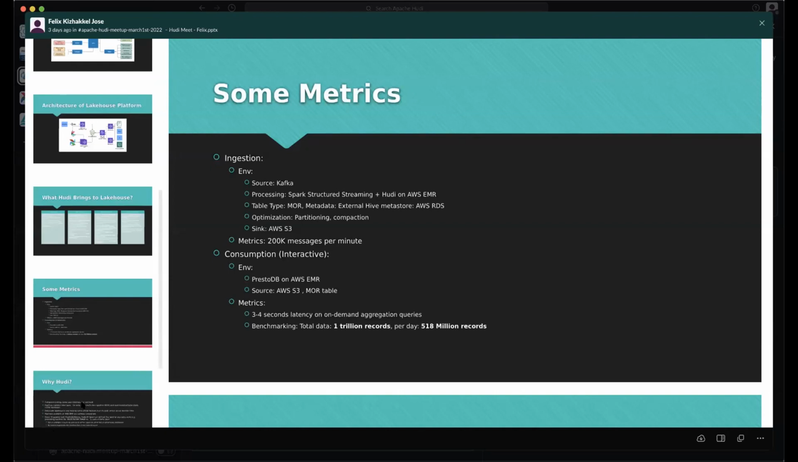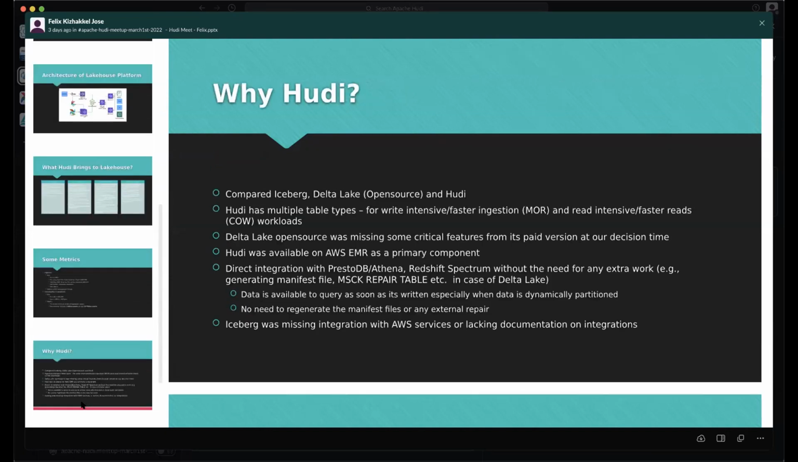So why Hudi? Especially the reason why we chose Hudi, at the time I was doing the comparison, I compared Iceberg, open source Delta Lake, and Hudi. The main advantage Hudi had over the other two was that it supported multiple table types, for write intensive or read intensive workloads. So we have that MOR and COW table support.